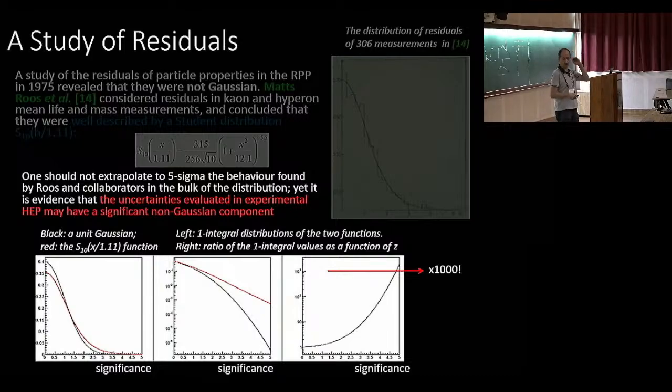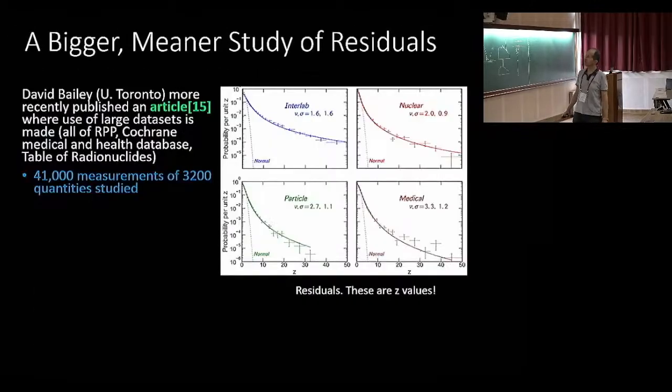That means that we mistake fluctuations for discoveries 1,000 times more than we should. And why? That's because we are good at trying to understand our systematics, but it's difficult to measure particles. There are unknown unknowns, so to speak, and they will seep up and find their way to give you fatter tails. So we have to be careful, okay?